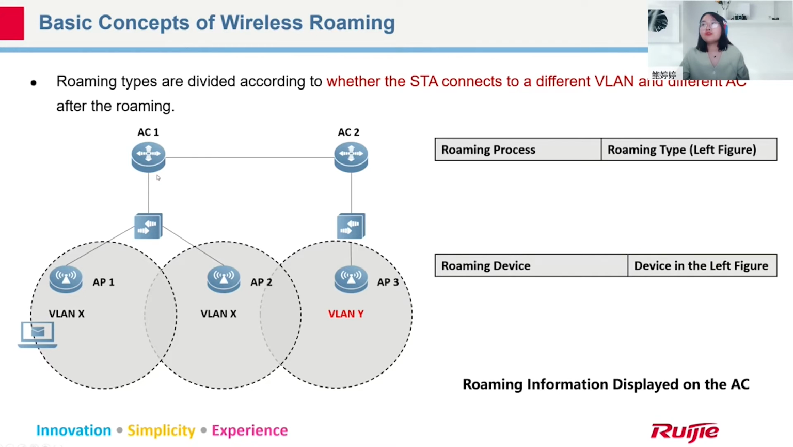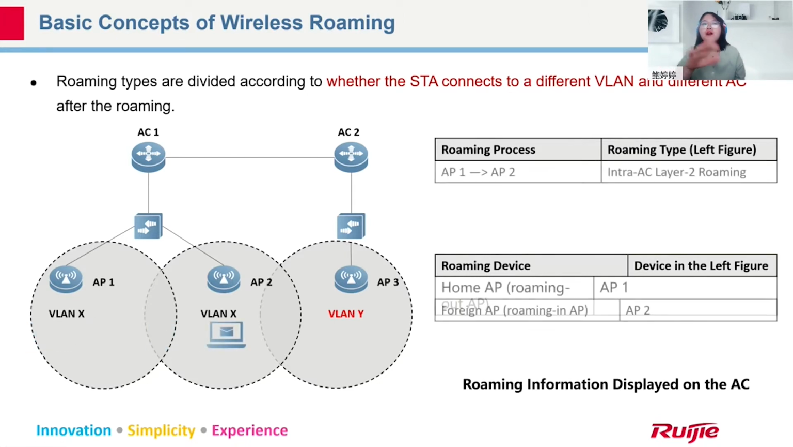Like in this topology, we have two ACs, AC1 and AC2. Of course, in a real network there may be other network devices here, but now we use a cable to connect them directly. About AC1, we have two APs, AP1 and AP2. About AC2, we have one AP, AP3. For AP1 and AP2, the VLAN allowed is VLAN X. This is the service VLAN for the station. But for AP3, the VLAN is VLAN Y. And then let's see the process.